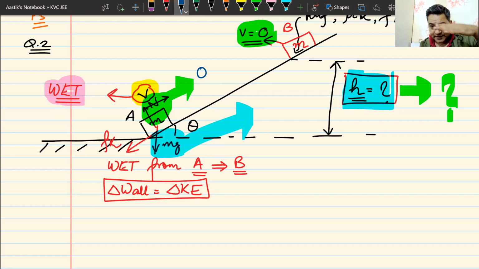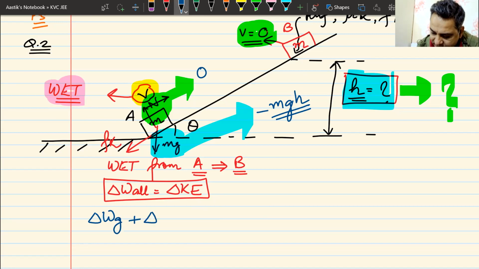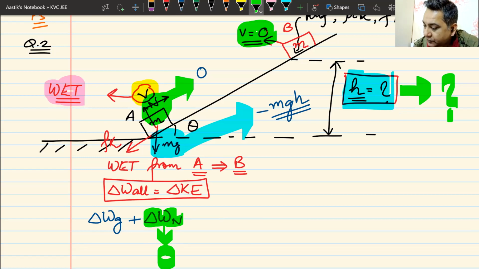Well done. So the work done by weight is mg downwards, height is upwards, it is moving upwards, minus mgh. Work done by gravity is minus mgh. So first of all, I'll write here, this is the work done by gravity plus work done by normal reaction. Work done by normal reaction is 0. Work done by gravity, it is moving up, is minus mgh.